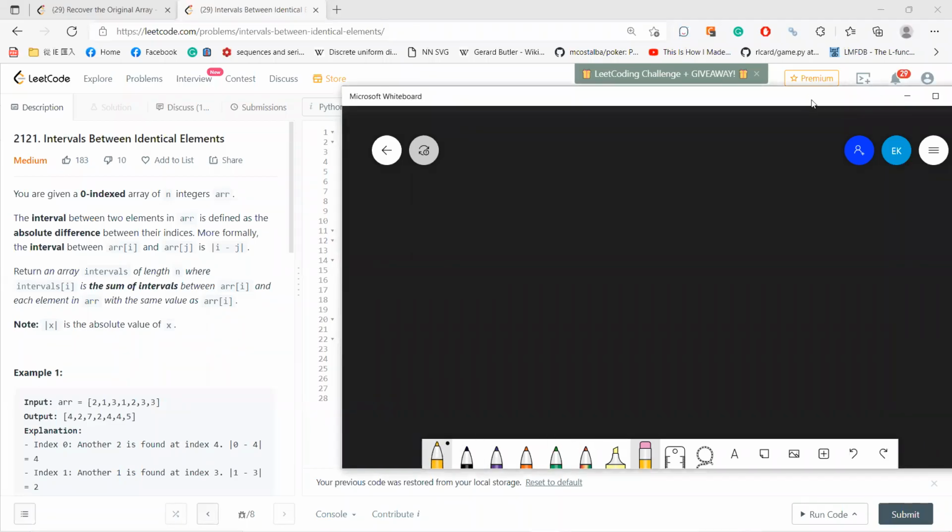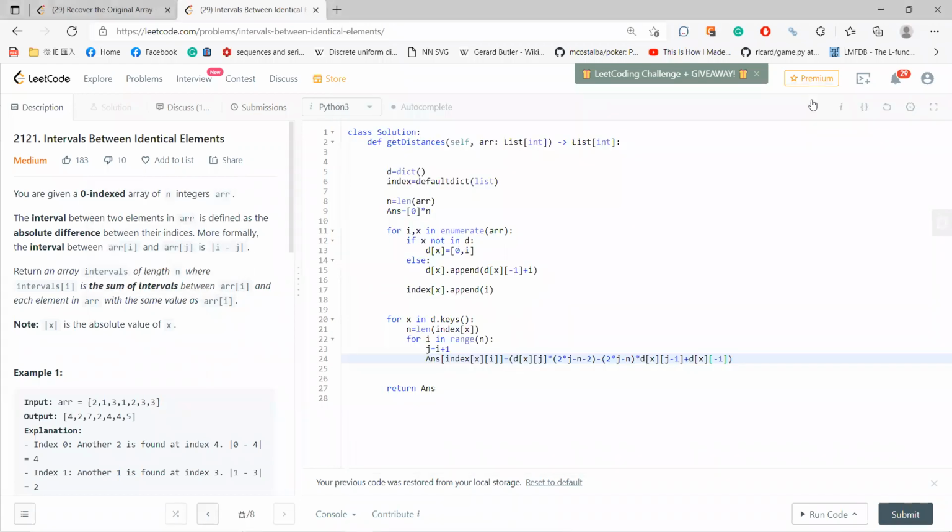And what's up, guys? So let's solve the problem "Intervals Between Identical Elements." This problem is not easy, I think. I think it's non-trivial.